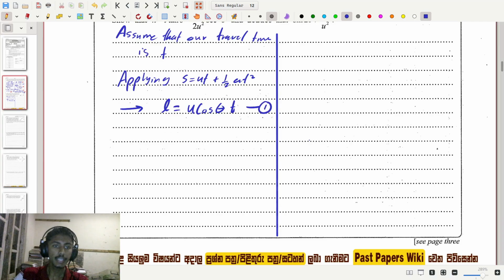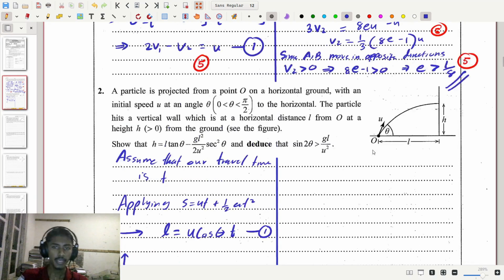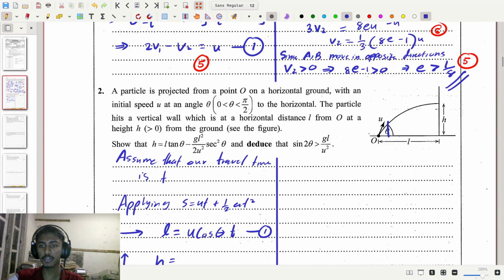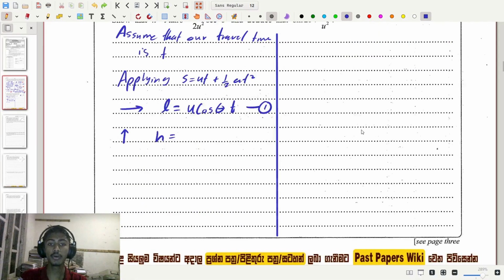Now similarly, if we apply s equals ut plus half at squared in the vertical direction, we can derive another equation. If we consider vertical upward as being positive, we can see from our starting point to our ending point in the vertical direction, we have a displacement of positive h. We went up by h. So therefore, s equals h. So we have h equals, and for the rest of it, we have ut plus half at squared here, and we can see u in the vertical direction is this bit right here, which is u sine theta since it's opposite the angle, and therefore we have u sine theta times t and then plus half at squared.